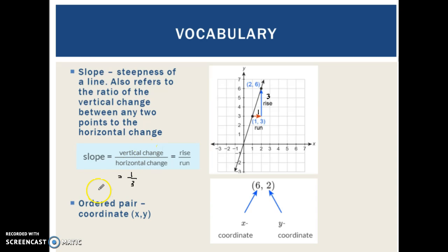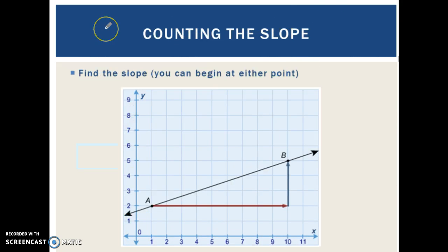As we continue through this lesson, we need to think about ordered pairs, knowing that the first coordinate is always the x-coordinate and the second coordinate is always the y-coordinate. So in the example (6, 2), 6 is our x-coordinate and 2 is our y-coordinate. If we take a look at another example with a graph, we want to be able to count the slope and know which one is our horizontal change and which one is our vertical change.